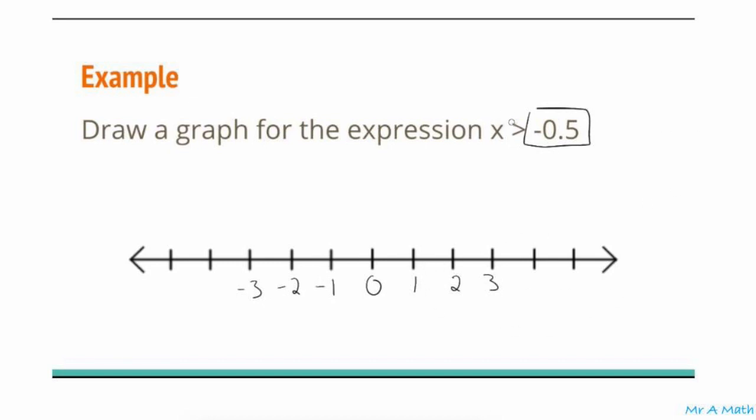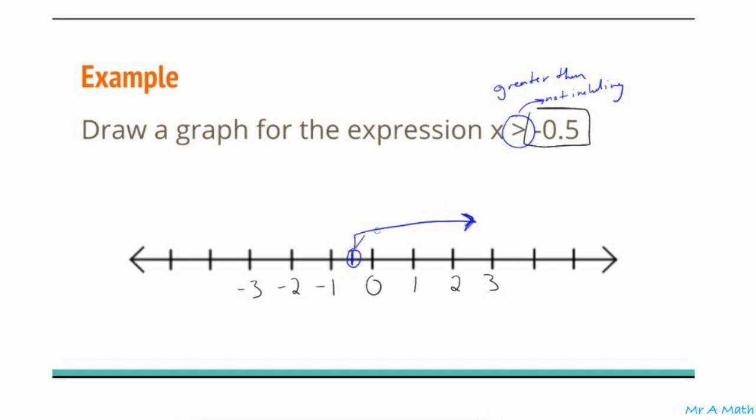I notice that my symbol here means x is greater than, right? The alligator eats the bigger cookie. X is greater than, but it's not including because there's no line underneath. So not including negative 0.5. So where is this negative 0.5 at? I'm going to go ahead and make a circle right at where negative 0.5 would be. It'd be right between 0 and negative 1. I'm going to make a circle. And then since it's greater than that, I'm going to draw a line kind of like this.